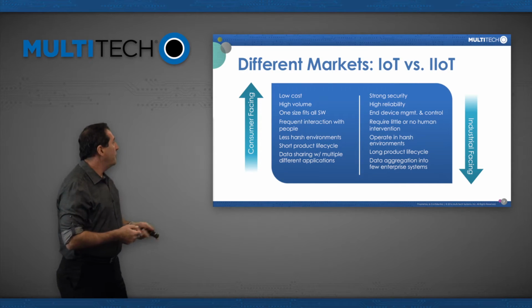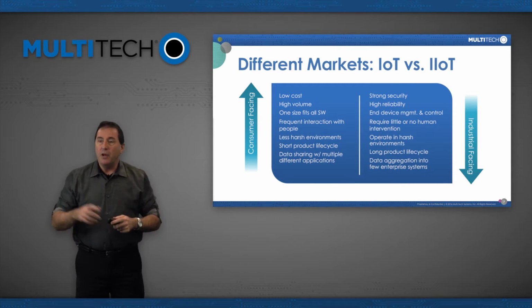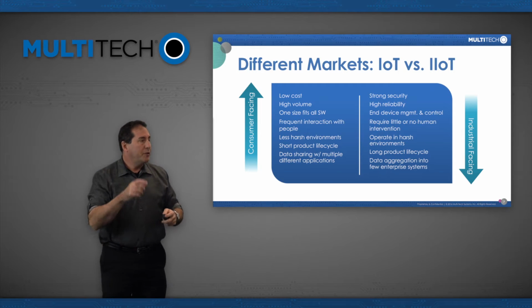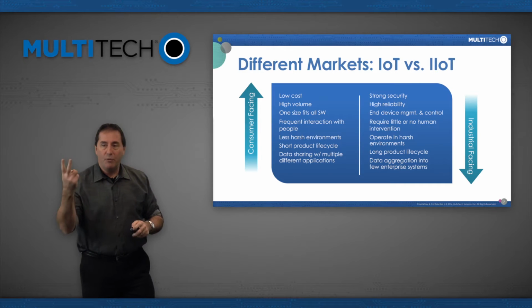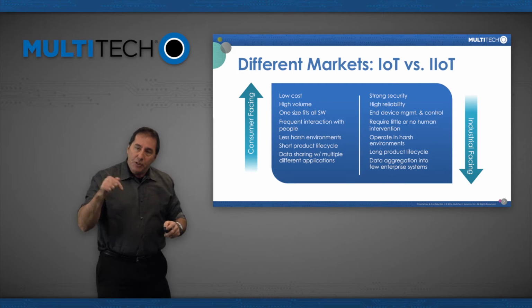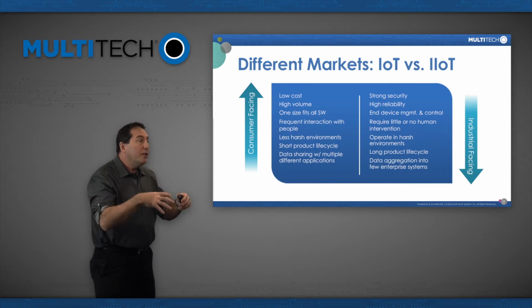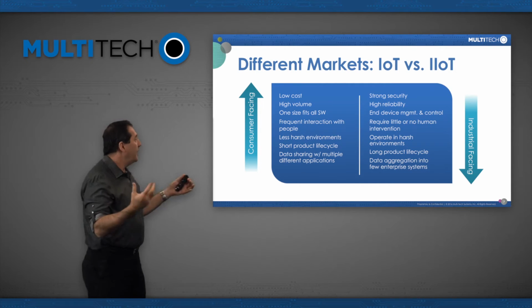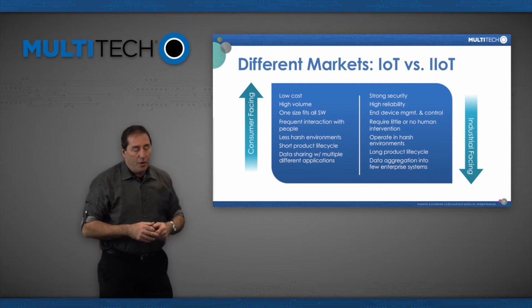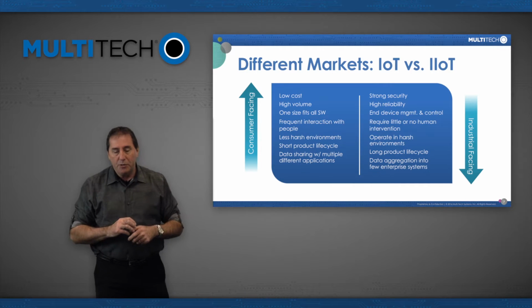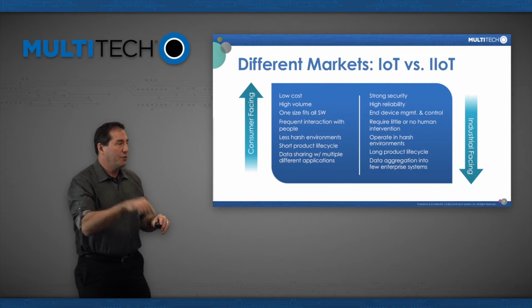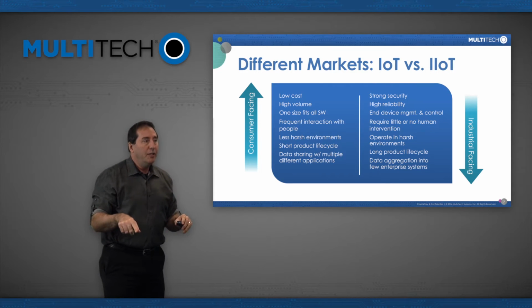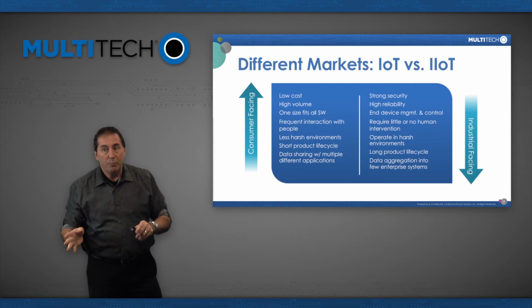Now contrast that with industrial IoT. The number one thing I'm sure you've all heard on the industrial side is security, right? High reliability. And part of security is controlling where the data goes, right? Not letting anybody get to it. And another big thing with industrial IoT is managing end devices, because they're often put in harsh environments where people don't go. They don't have a lot of interaction with people.